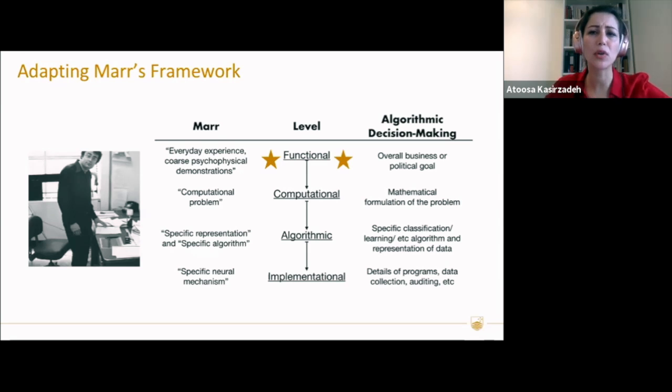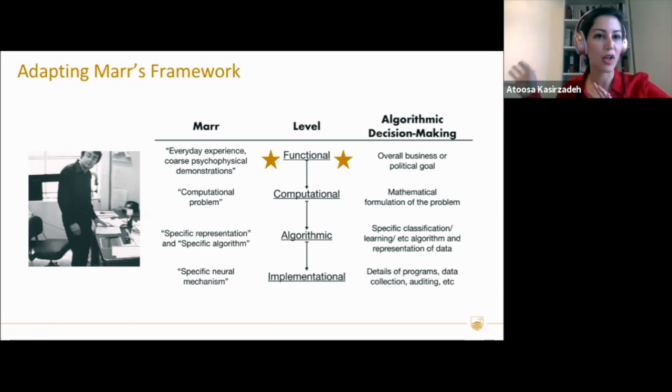His framework originally was to account for different levels of analysis in cognitive neuroscience, but it has had a very broad influence across many different fields concerned with computational explanation.